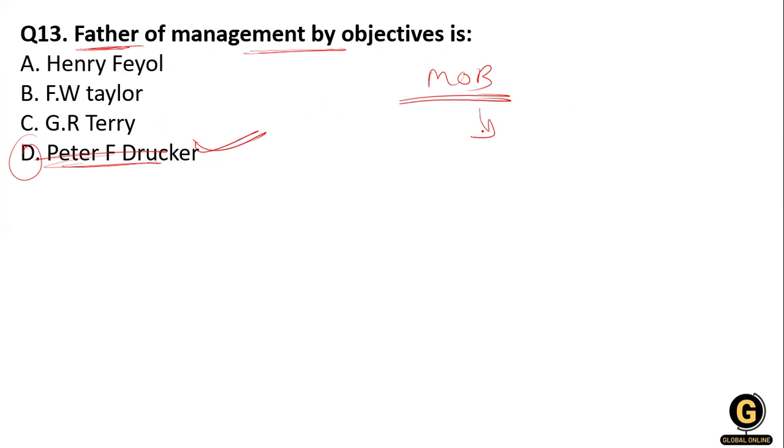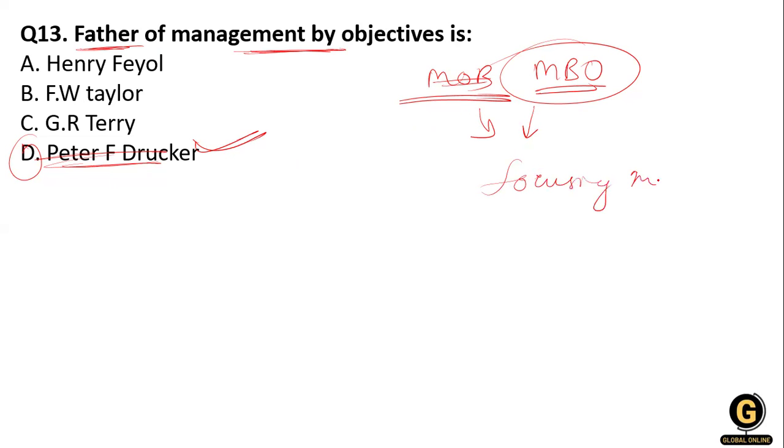Management by objective, I wrote it wrong. Okay, so management by objective, MBO. MBO is a management practice which aims to increase the organization's performance by aligning the goals and subordinate objectives throughout the organization. Okay, so this is management by objective. In other words, it involves focusing more on result rather than the activity involved. They are not interested in the activity. They just want a result. So the father of management by objective is Peter Drucker.